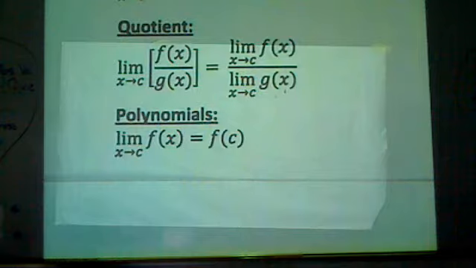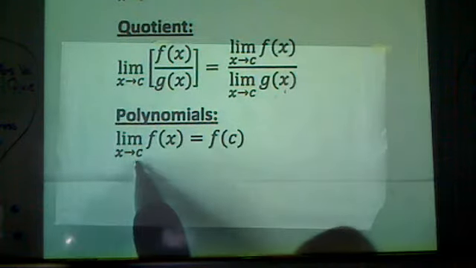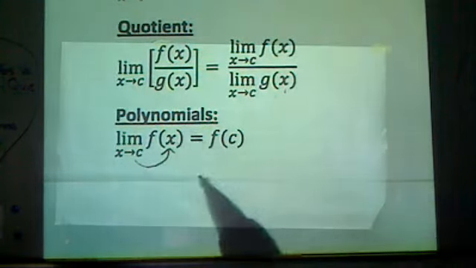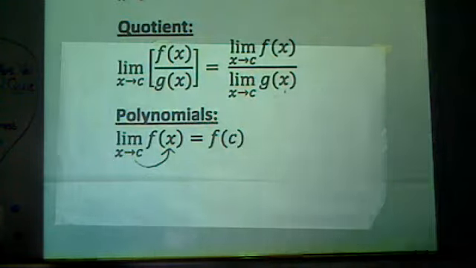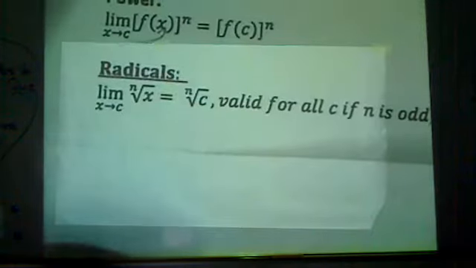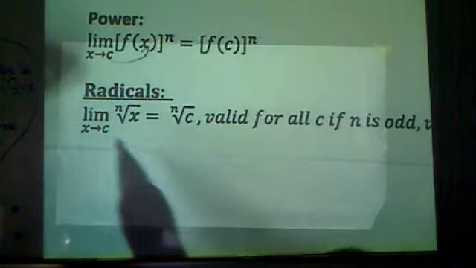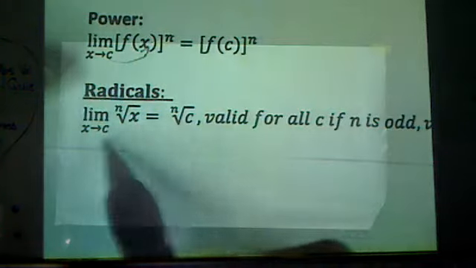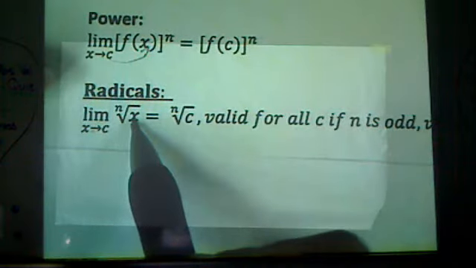Polynomials is a lot like the power rule. Again, simply plug your c value in for x, and everywhere you see an x in the equation, plug that number in and evaluate. Last one is radicals. It's slightly special. Again, same rule, direct substitution. You plug in your number everywhere you see an x.